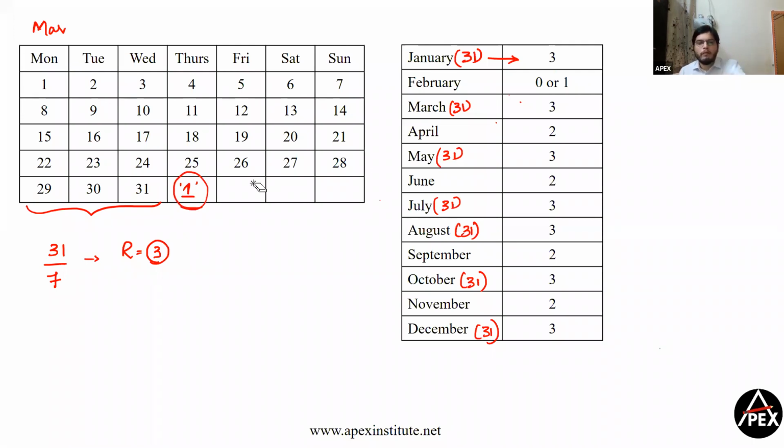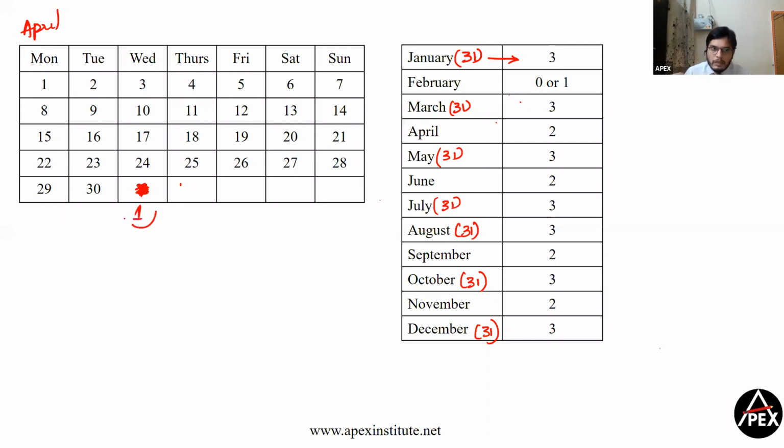Okay. Now, for example, if a month has 30 days, let me consider this month to be April, which has 30 days. So there is no 31. Then if April 1st is on Monday, then May 1st will be on Wednesday, isn't it? So how? We have 2 odd days. 30. What is the remainder when 30 is divided by 7? 2. So for all the months which have 30 days, the number of odd days will be 2.